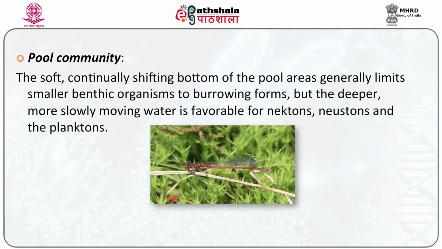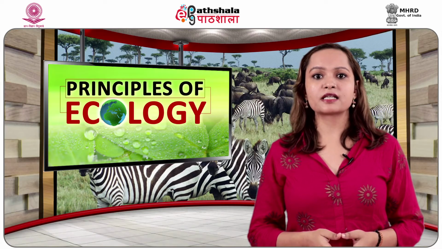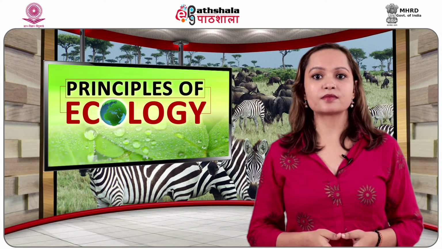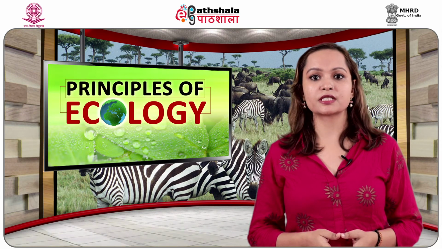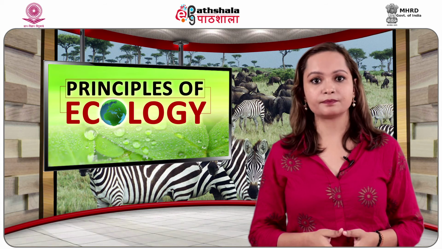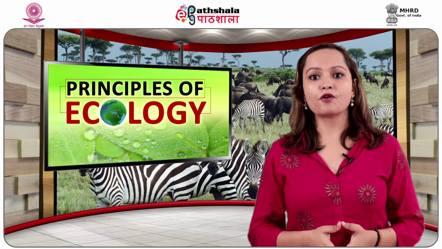The soft, continually shifting bottom of the pool area generally limits smaller benthic organisms to burrowing forms, but the deeper, more slowly moving water is favorable for nektons, neustons and the planktons. Sand or soft silt is the least favorable type of bottom and supports the smallest number of species and individuals of the benthic forms. Clay bottom is generally more favorable than sand.